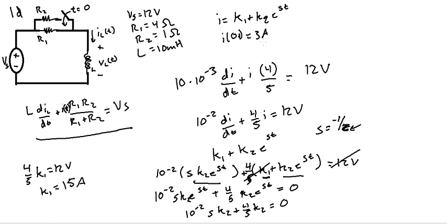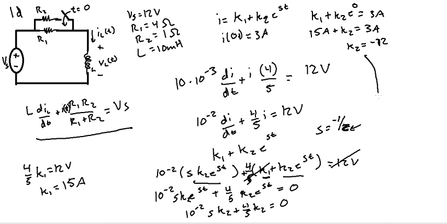Okay, so I of 0 is 3 A, which means that K1 plus K2 times e to the 0 is equal to 3 A. Well, we already know K1 is 15 A. I'm sure you can all do this algebra. K2 is negative 12.